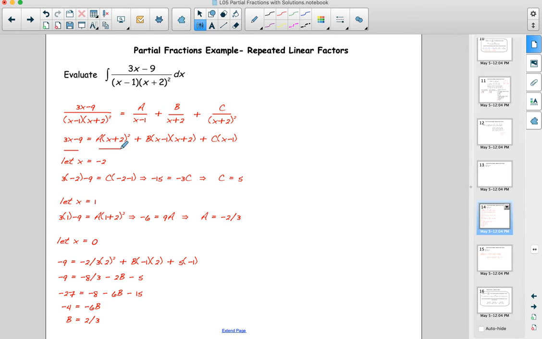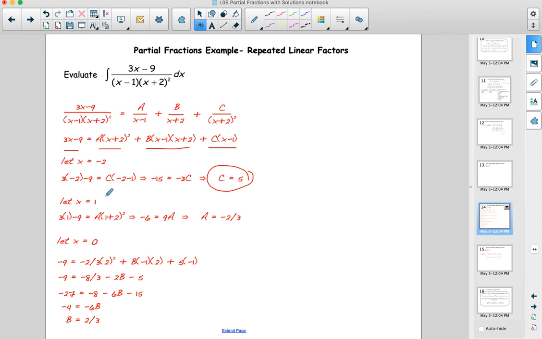3x - 9 = A(x + 2)² + B(x - 1)(x + 2) + C(x - 1). If I allow x to be -2, the A's and the B's will drop out. And what you will see is you're going to get -15 from the left-hand side. You're going to get -3C from the right-hand side, and that's going to tell you that C is 5. So hopefully you got that C was 5.